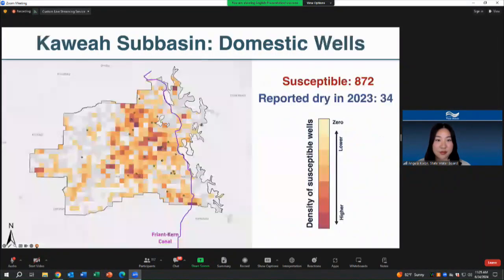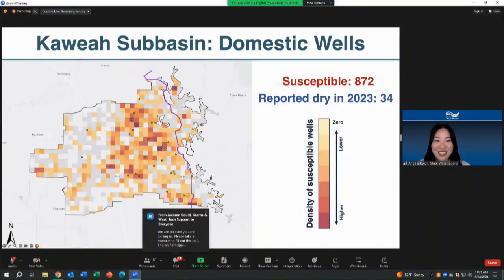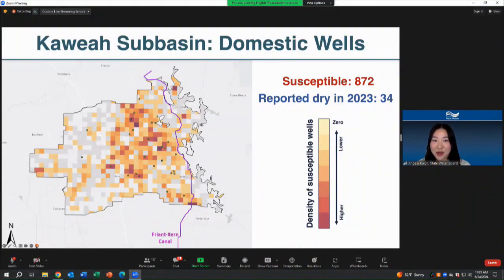This slide displays the results of a dry well susceptibility analysis done by the Department of Water Resources in coordination with the State Water Board. The analysis looked at the declines in groundwater levels during the last drought and predicts which domestic wells would be vulnerable to go dry during a future drought.